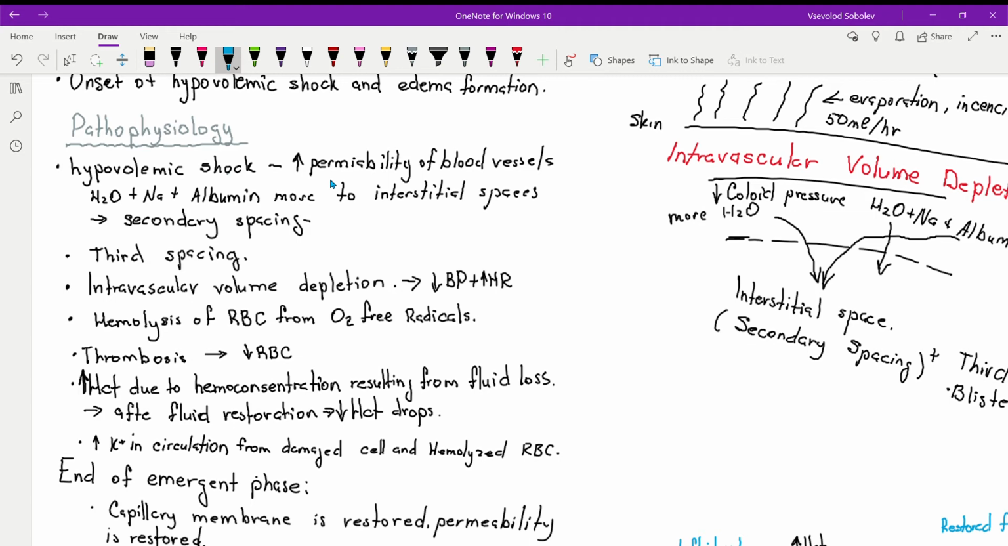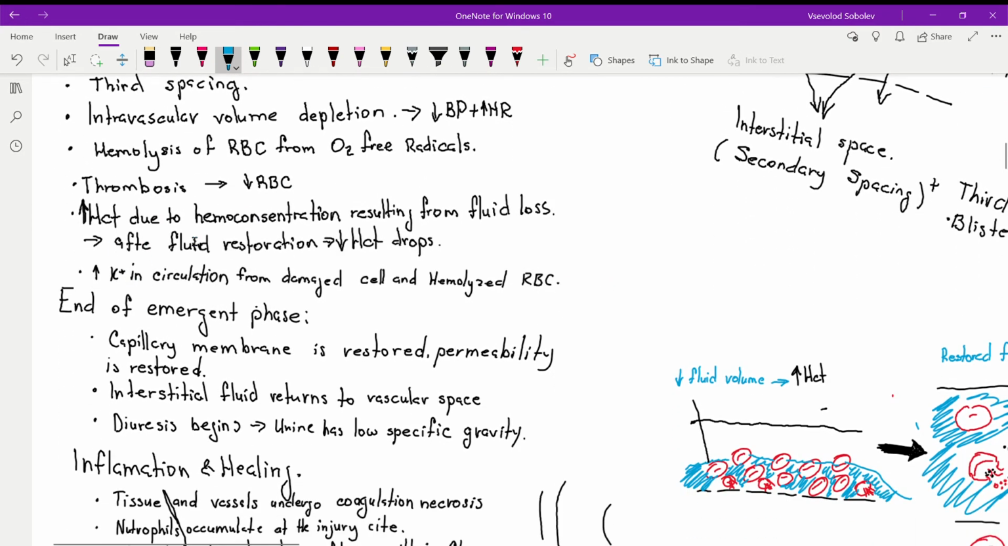Hemolysis occurs in red blood cells from the O2 free radicals, and that will lead to decreased red blood cells. Also, the red blood cells will start to clump together in the blood vessels because there's less volume and more clotting factors floating around, and it will clot the blood vessels in different places, which will lead to a low red blood cell count. At first, if the labs are drawn when the patient is hypovolemic, the red blood cells will look as if they are high. But once the fluid resuscitation produces its effects, the red blood cells will be low on labs. So thrombosis, increased hematocrit due to hemoconcentration.